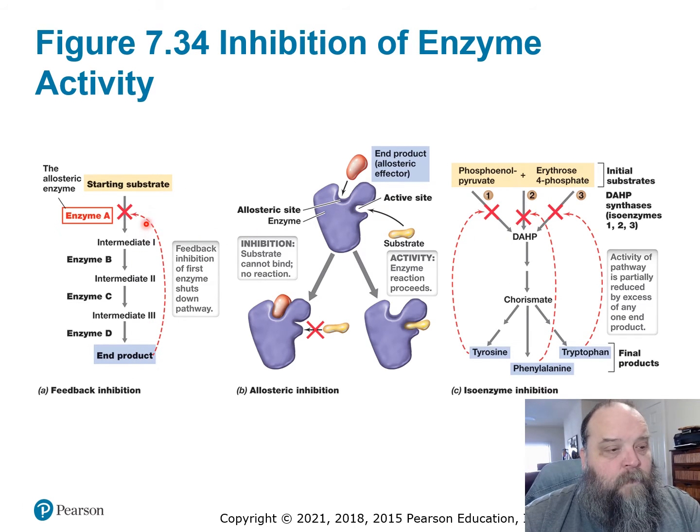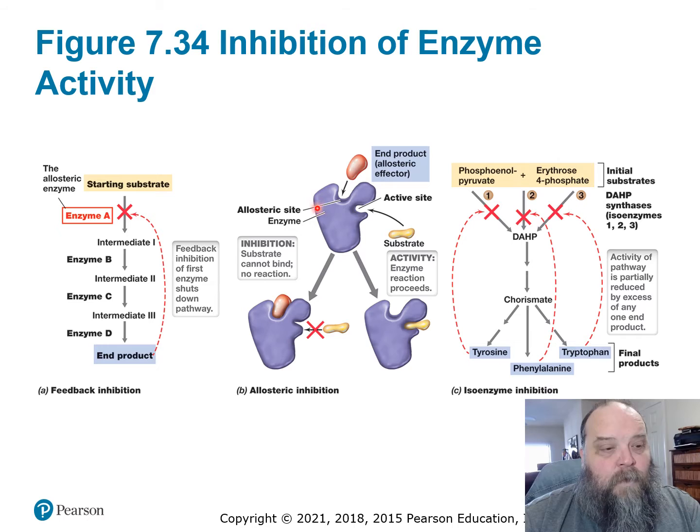So what we see in these pathways, remember, you take enzyme A, B, C, D. A takes an initial substrate, turns it into intermediate 1. It turns out 1 is the substrate for B. B turns 1 into 2. 2 is the substrate for C. C takes 2, turns it into 3. D takes 3, turns it into the final product. Well, that final product goes back, as we see here.